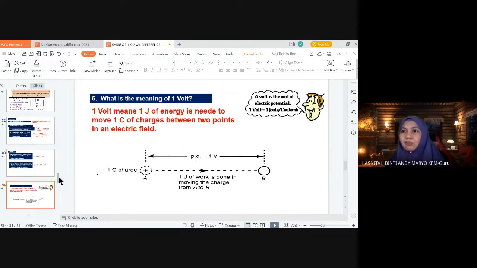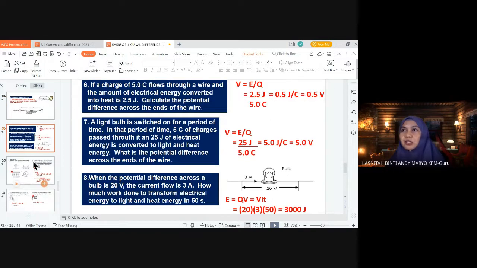So next question. Okay, students, number 7. Now all these refer to voltage. We have 3 questions before we end the session for tonight. Question 6: if a charge of 5 coulomb flows through a wire and the amount of electrical energy converted to heat is 2.5 joules. This is the information you are given. Find the potential difference across the ends of the wire.